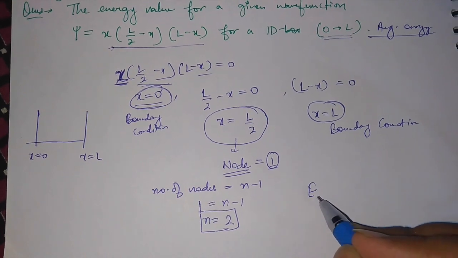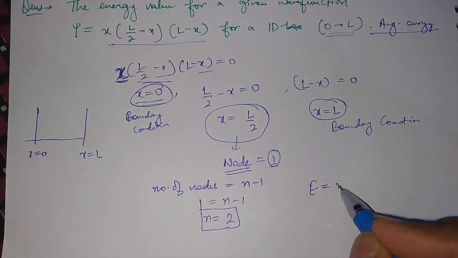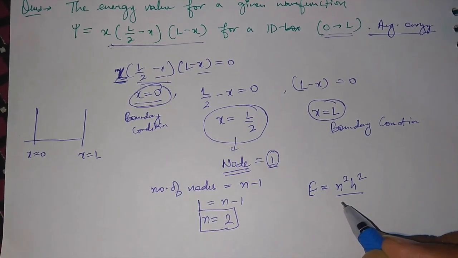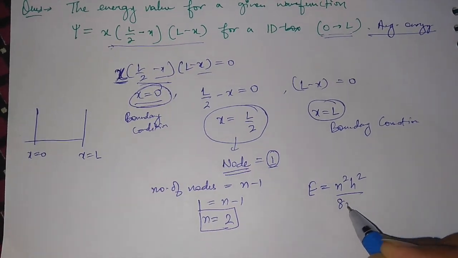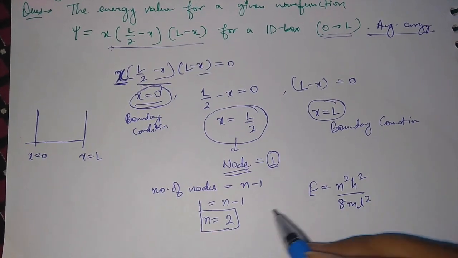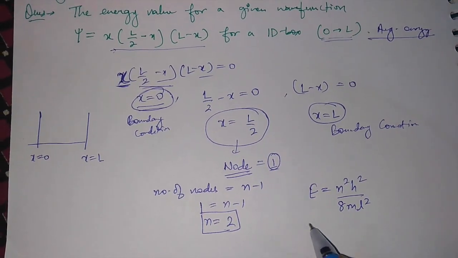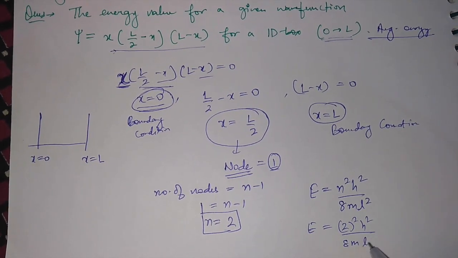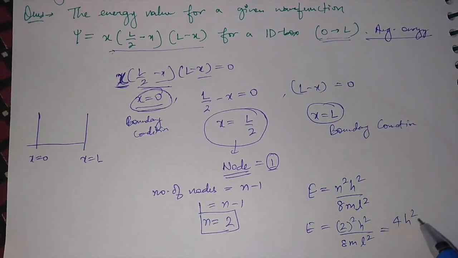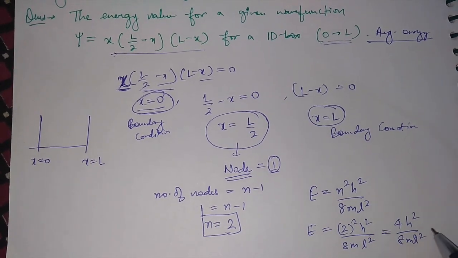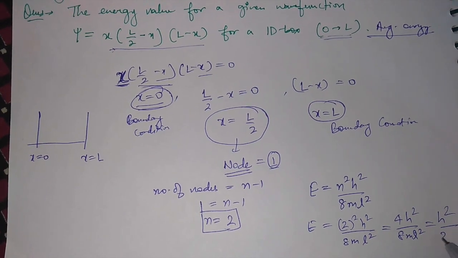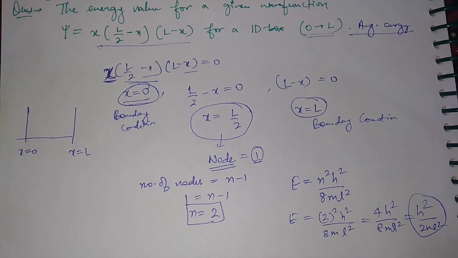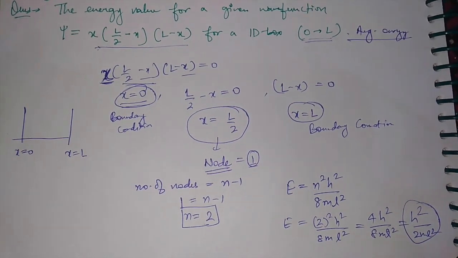So what is the value of energy? For a one-dimensional box you have this formula, right? Energy equals n square h square upon 8 m L square. If you put n equals 2 over here, the energy you get is 2 square h square by 8 m L square. This gives you 4 h square by 8 m L square, or h square by 2 m L square. So this will be your average energy value. Like that you can calculate the average energy for a given wave function.